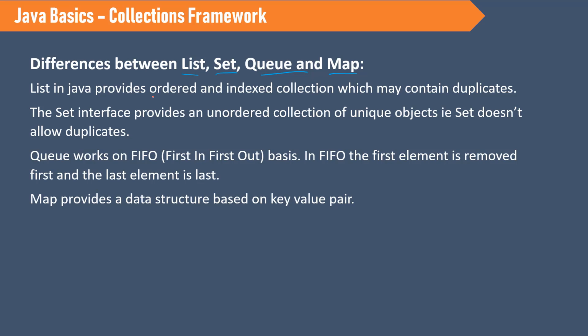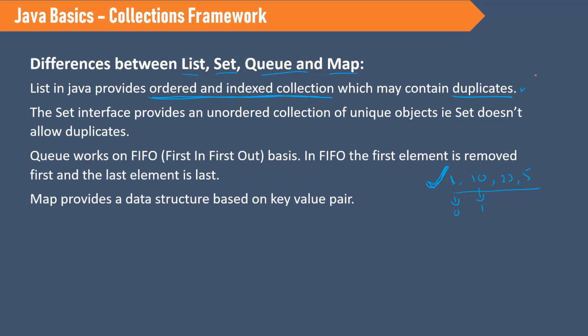List in Java provides an ordered and indexed collection which may contain duplicates. That means if we create a list of integers and add integers like 1, 10, 23, 5, a list maintains this order. This is the first element added, so this is the 0th index. This is the second element added, so this is the first index. A list always maintains the order, so it is an ordered and indexed collection.